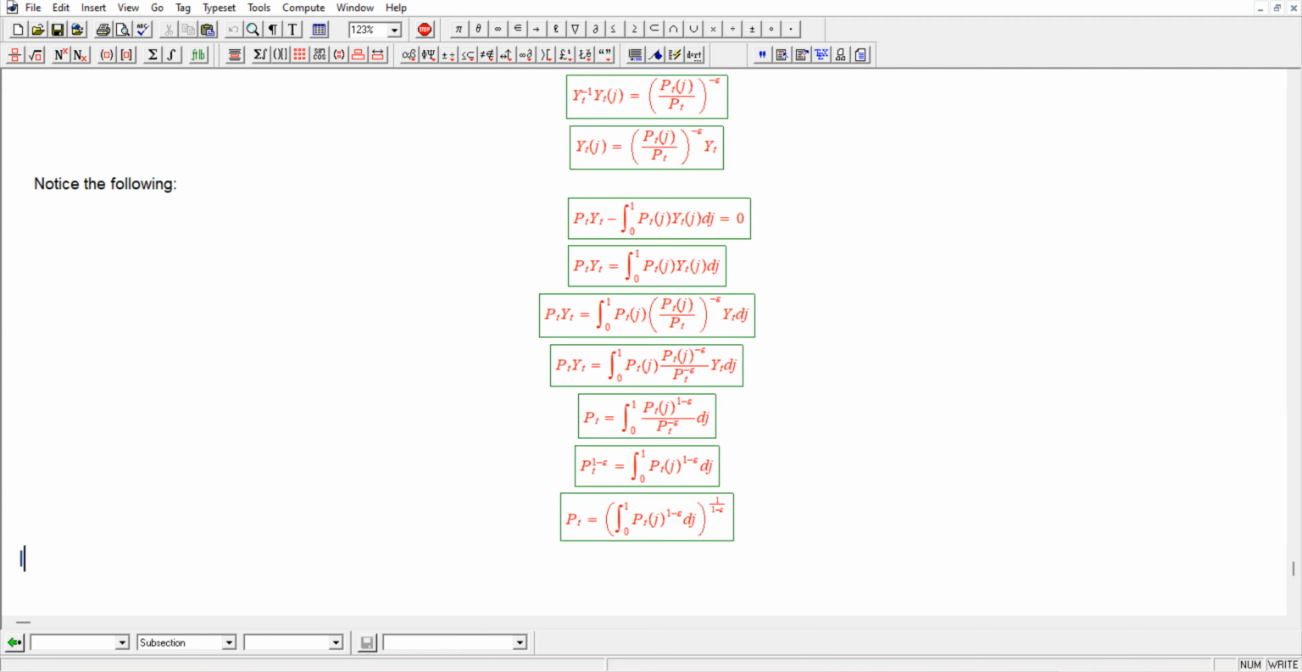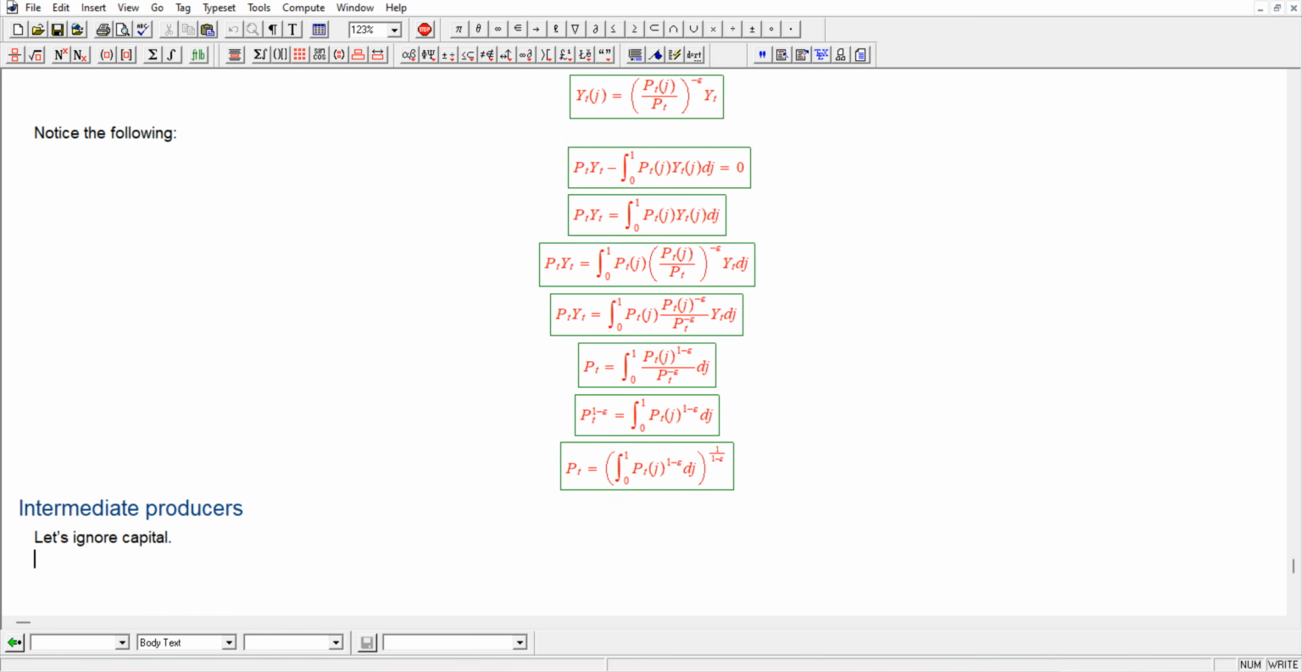Now let's look at the intermediate producers. And this is where Calvo pricing is going to come up. Now let's ignore capital because we want to focus on the whole pricing issue and not worry about any extraneous complications. So each intermediate producer faces the following production function.